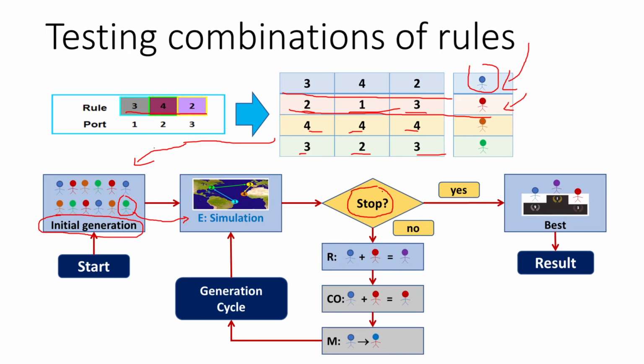We evaluate these individuals, and for the stop criteria, we can use the number of generation cycles, for example, 1,000 generations. So what is a generation cycle? We can have reproduction: this individual and this individual, we can combine them, and finally we can get a new individual. This is called reproduction. So we can get some new individuals using information from parental individuals.